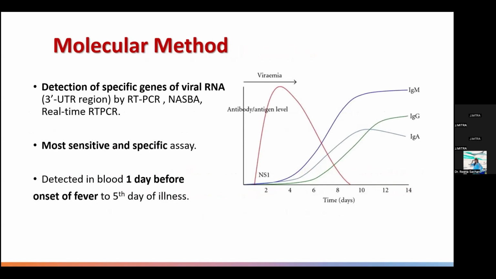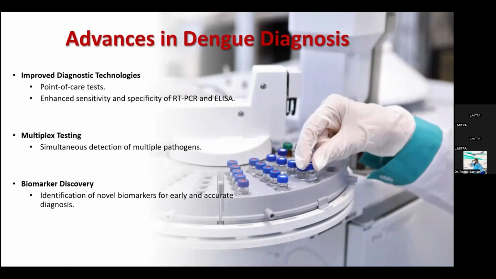The last one is the molecular method, where we need to detect the specific genes of viral RNA that can be detected by RT-PCR, NASBA techniques, or real-time RT-PCR. These tests are most specific and most sensitive, and these are detected in blood even a day before the onset of fever to 5th day of illness, that is in the phase of viremia. They can be detected. So we are proceeding towards the end of this talk.